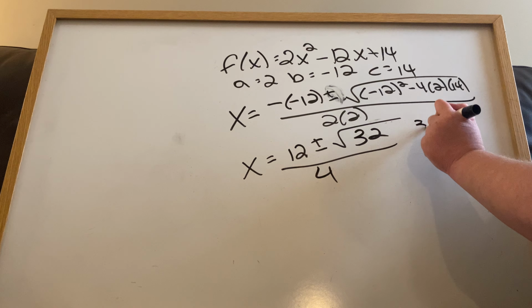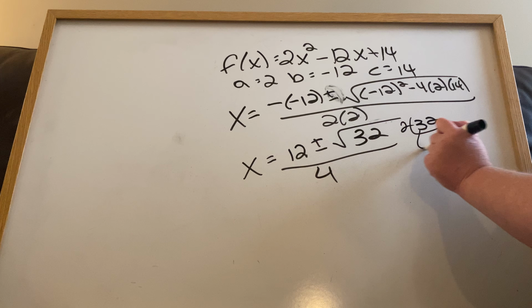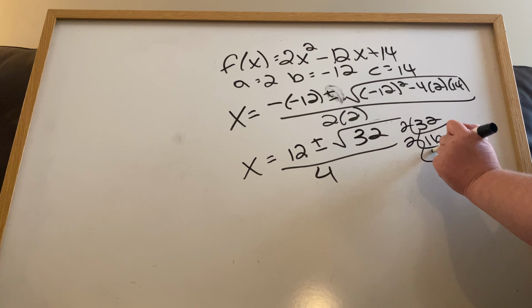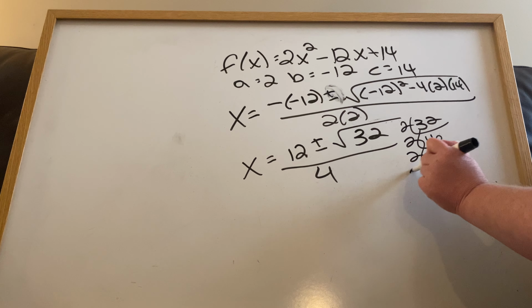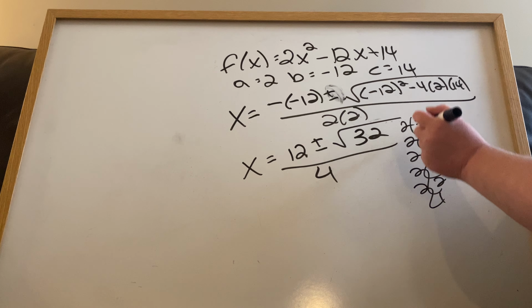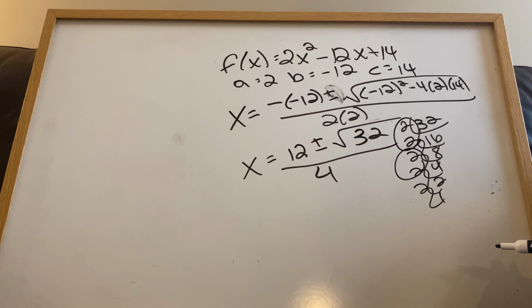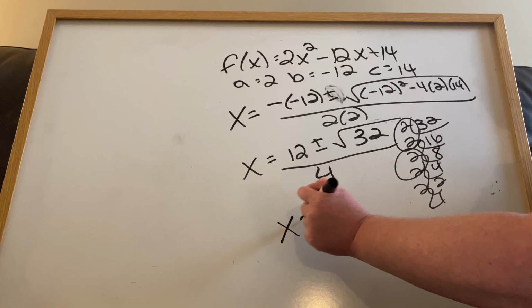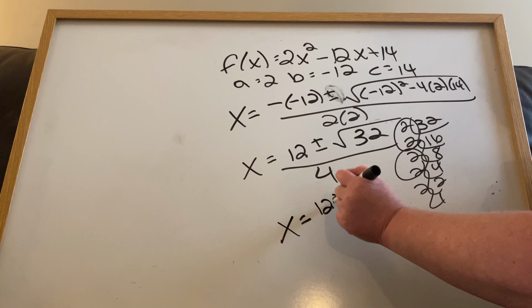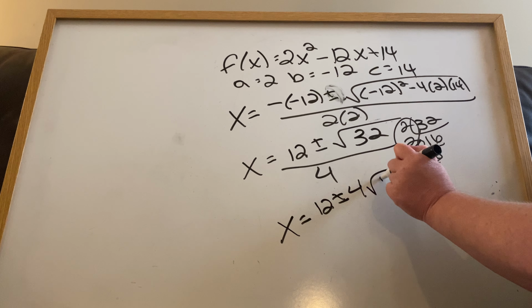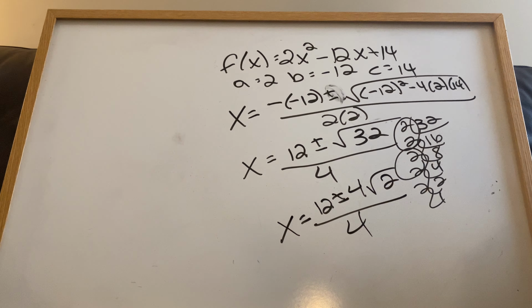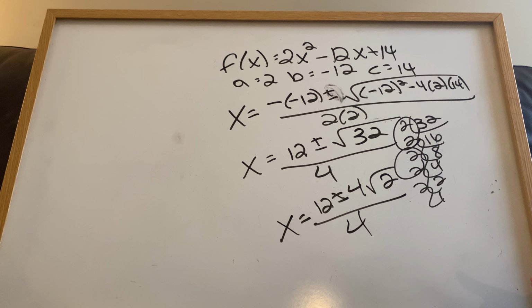So then you want to break 32. So 2, you get 16, 2, 8, 2, 4, 2, 2, 2, 1. So here you can pull 2 sets of 2, so you'll pull a 4. So then you've got 12 plus or minus 4 square root 2, because that's left over, over 4. Now here 4 goes into all of them, so you want to divide everything by 4.